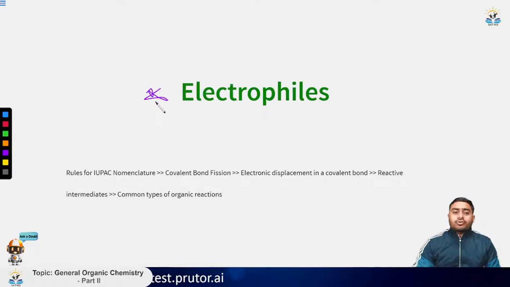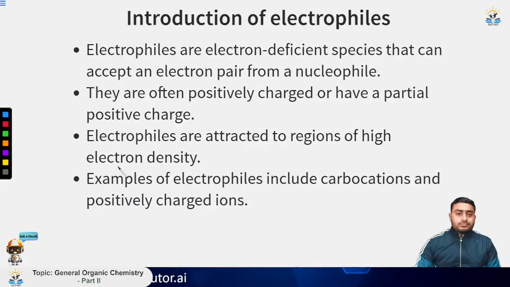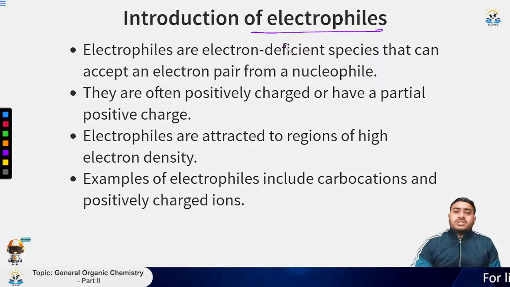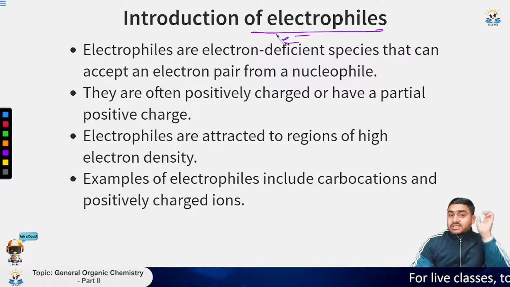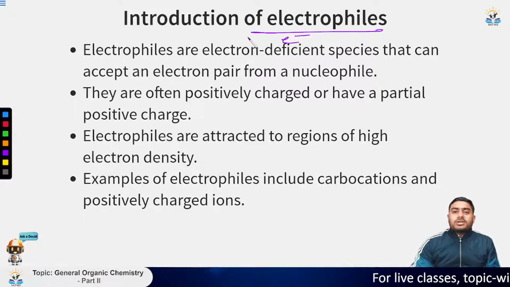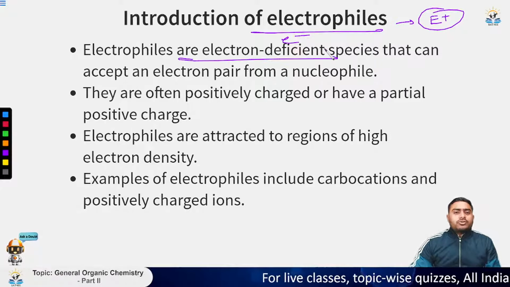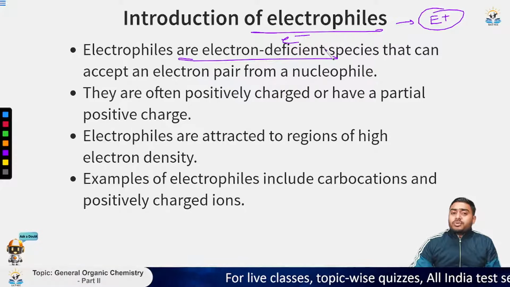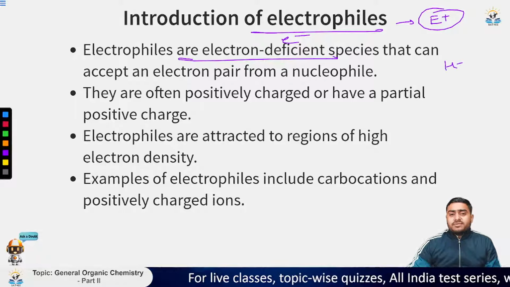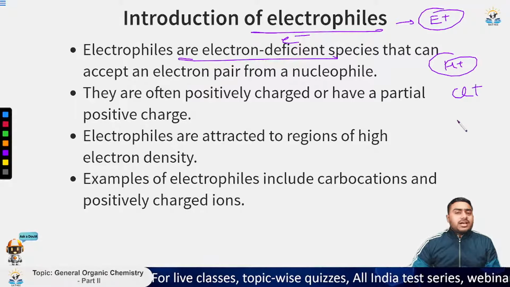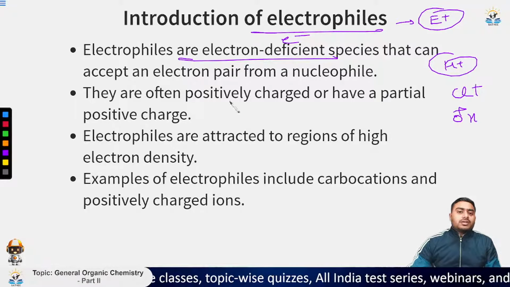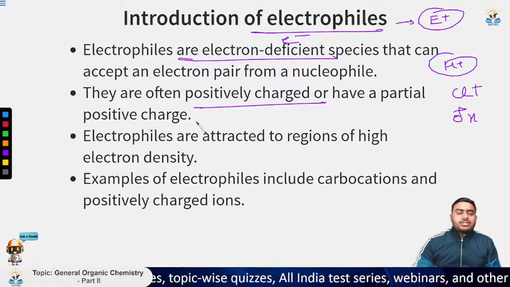Let's discuss electrophiles and nucleophiles. Okay, electrophiles. Electro means electron and phile means loving. So electron loving species are known as electrophiles. They may be neutral or they may be positively charged. Electrophiles are electron deficient species that can accept an electron pair from a nucleophile. Like H positive is an electrophile, like Cl positive, like OH positive, right? So they are often positively charged or have a partial positive charge.